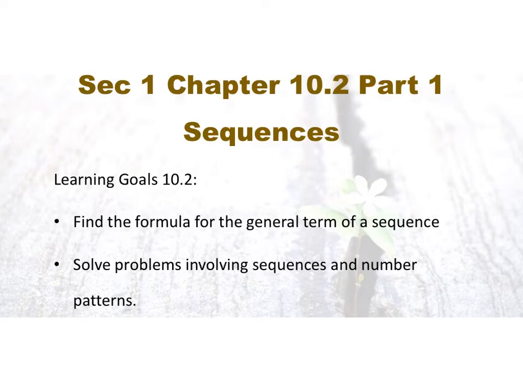Sec 1 Chapter 10.2 Part 1 Sequences. Now in this part of the chapter we're going to learn about what is a general term, and we're going to try to find the formula for the general term of a sequence, and then we're going to do the higher level questions where we solve problems involving sequences.